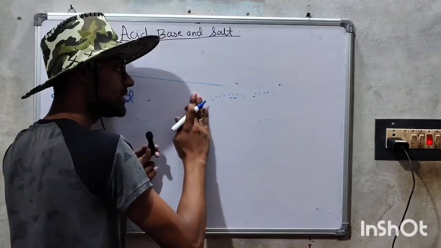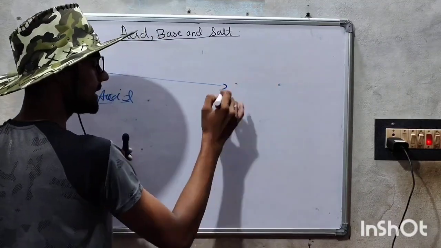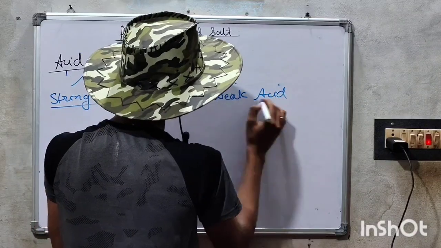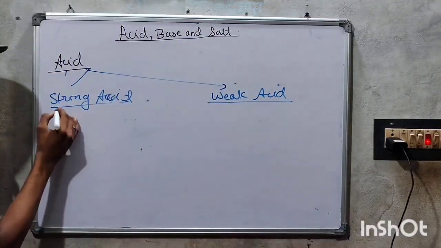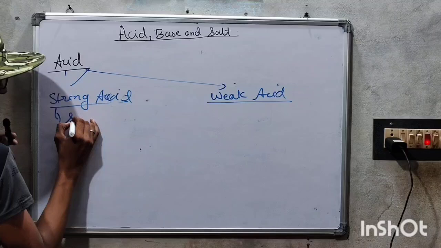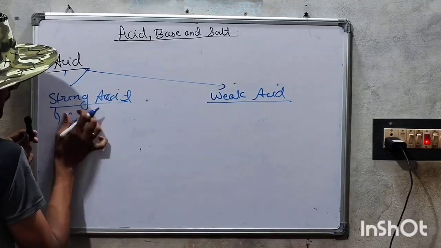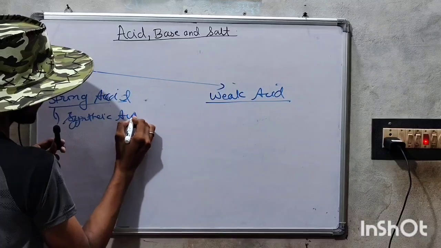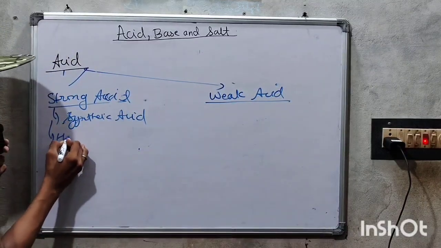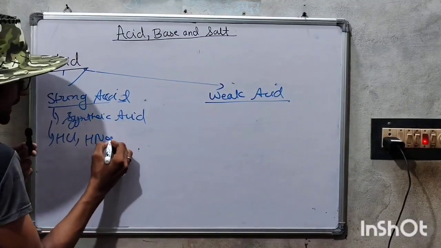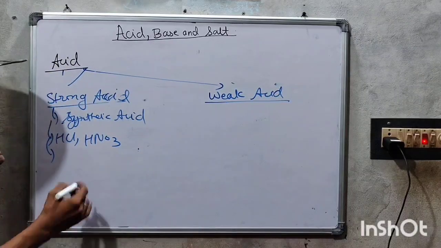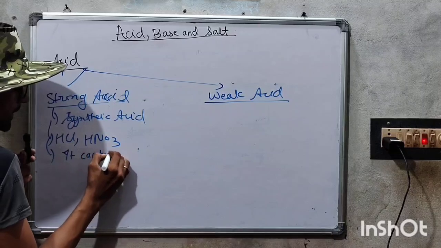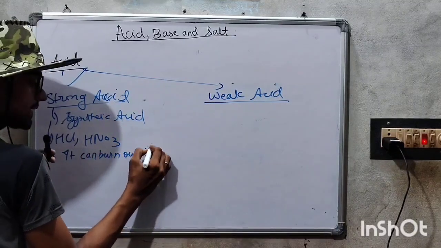A natural acid we can take as a weak acid. A strong acid is a synthetic acid. If we take an example, HCl, HNO3, it can burn our skin. It is that strong that it can burn our skin.